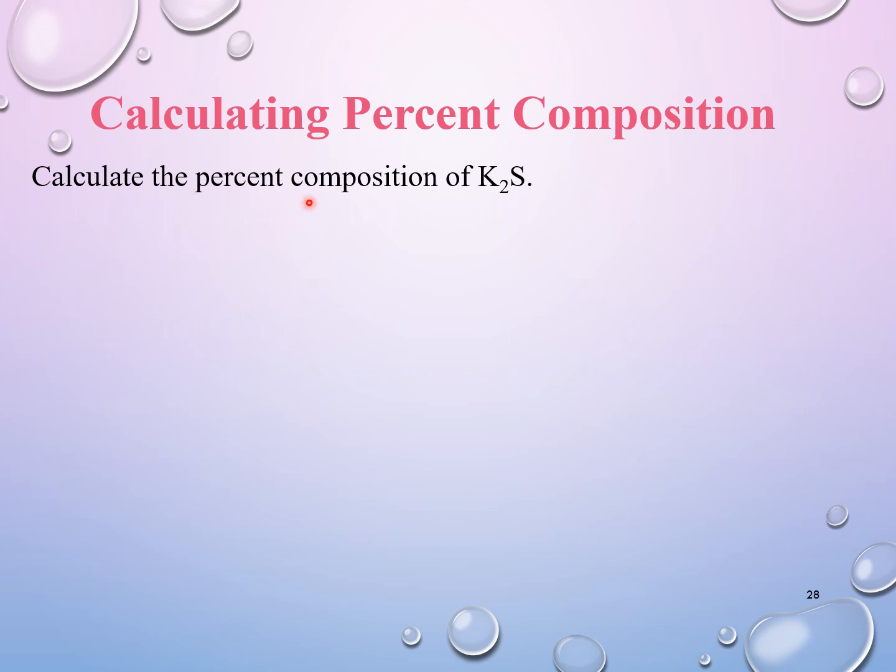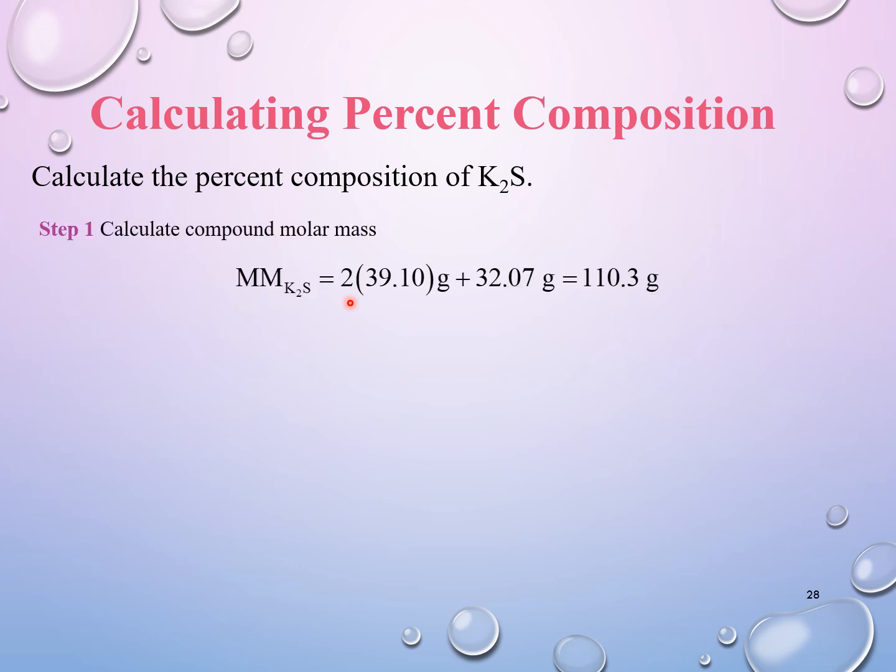Let's calculate the percent composition of K2S. So we'll calculate percent composition of K in K2S and S in K2S. Because we have the formula, we'll assume we have 1 mole of it. And remember, 1 mole of K2S, we'll find the molar mass of that, and it will have twice the K versus the sulfur. So 2 times 39.10, which is the mass of potassium, K, and then sulfur is 32.07. So the molar mass is 110.3 grams. This goes on the bottom.